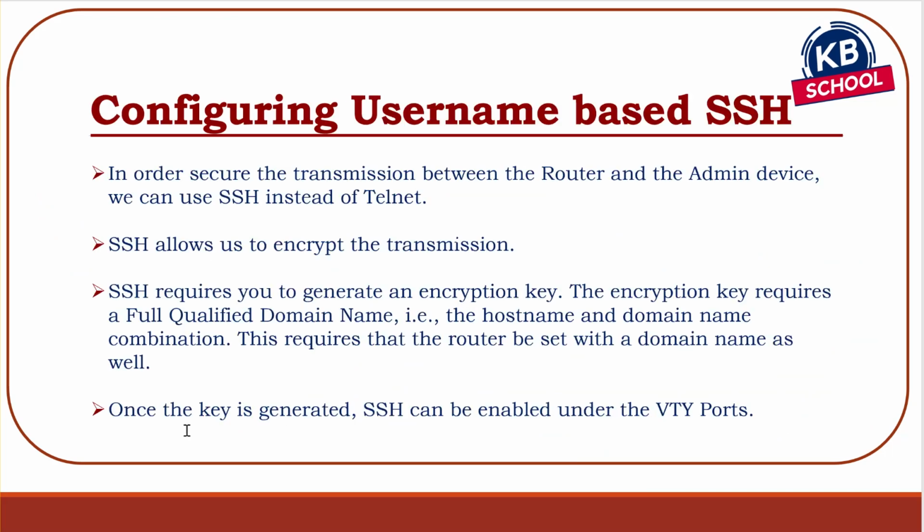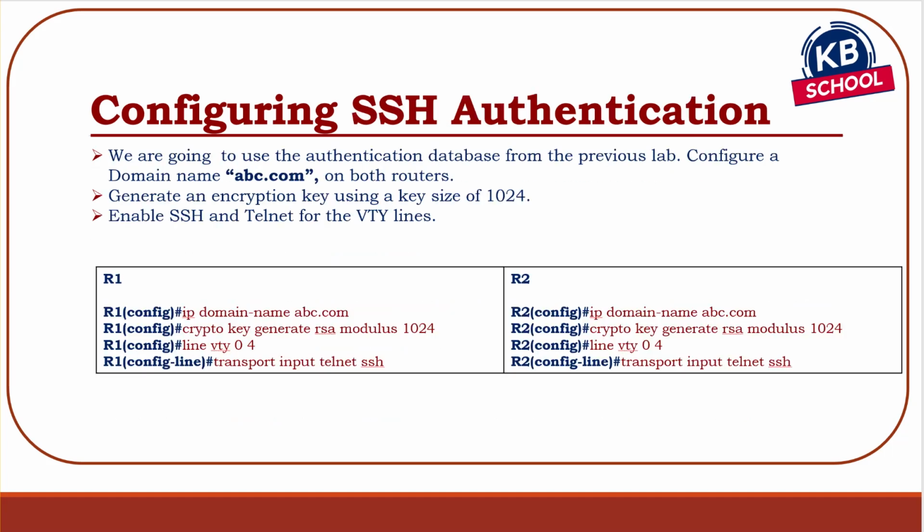Once the key is generated, SSH can now be enabled under the VTY ports. So this is a lab that I want to do. We're going to use as authentication database from the previous lab. So I have the username admin1 with the password admin1, admin2 with the password of admin2. We'll create a domain name called abc.com on both routers, generate an encryption key. We'll use a key size of 1024, and then we'll enable SSH and telnet for the VTY lines. Now, normally I would also need to do the login local, but because I've done it, I don't need to do it again.